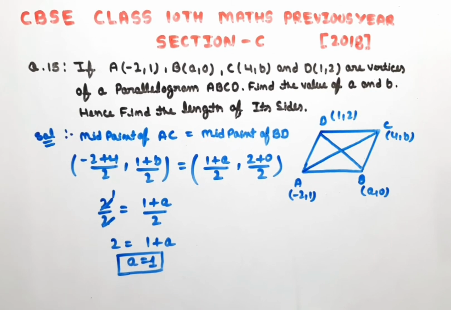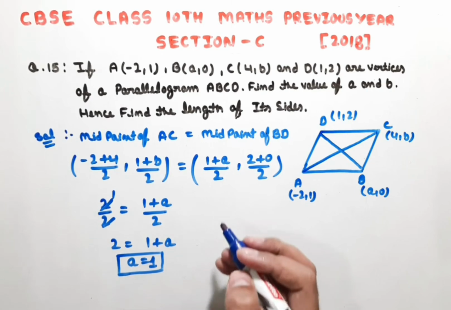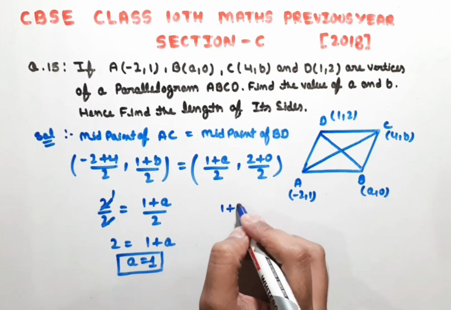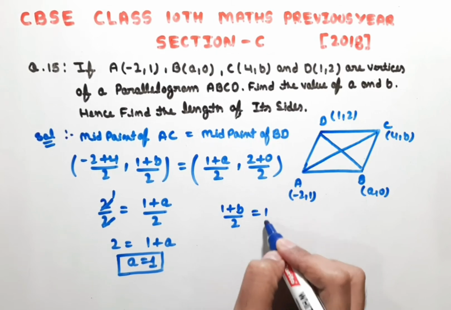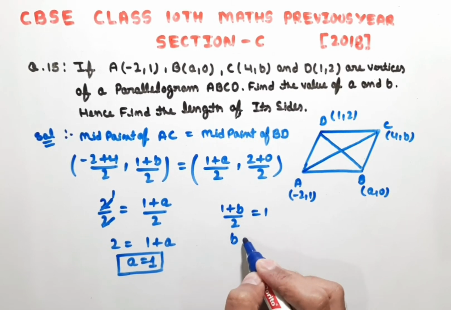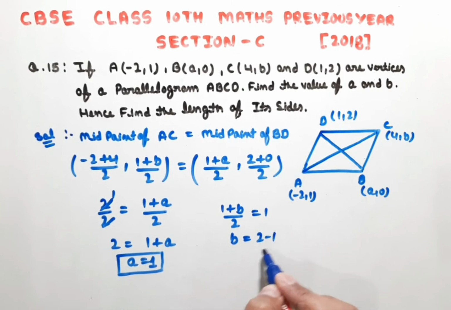Now comparing the y coordinate of the midpoint. So (1 + b)/2 will be equal to 2/2, that is equal to 1. So from here b equals 2 minus 1, so b will be equal to 1. So both a and b will be equal to 1.